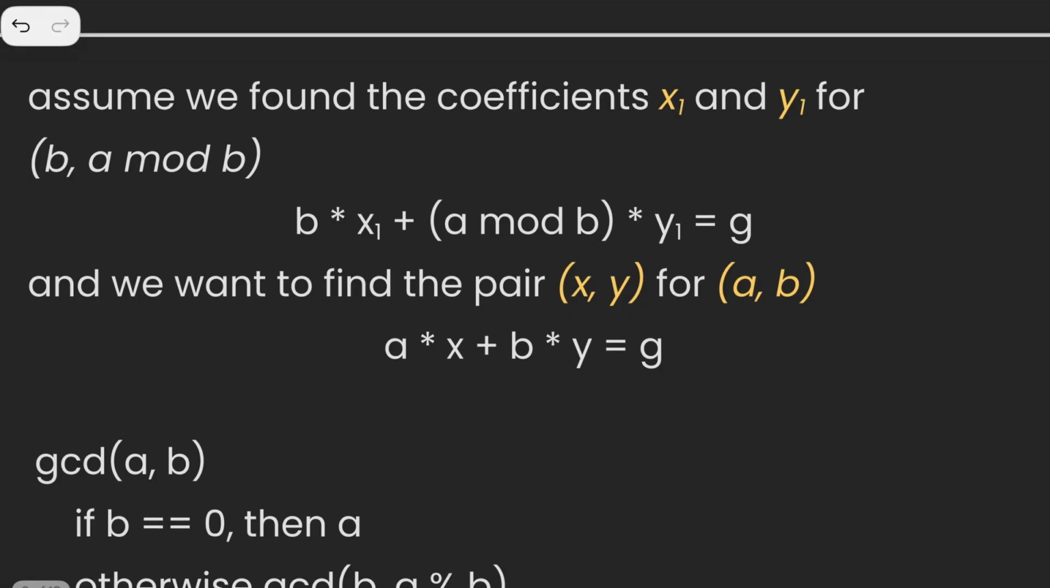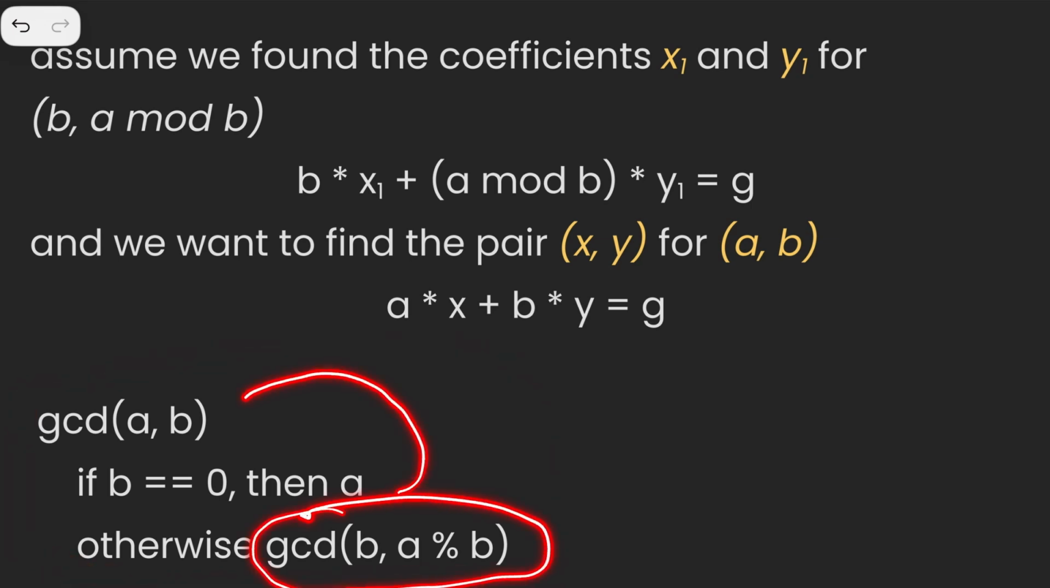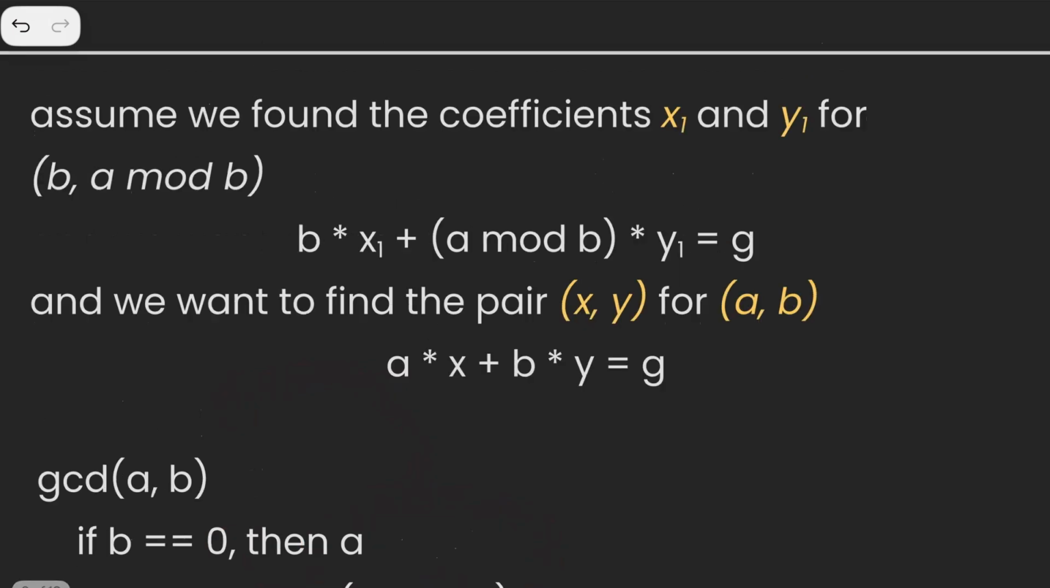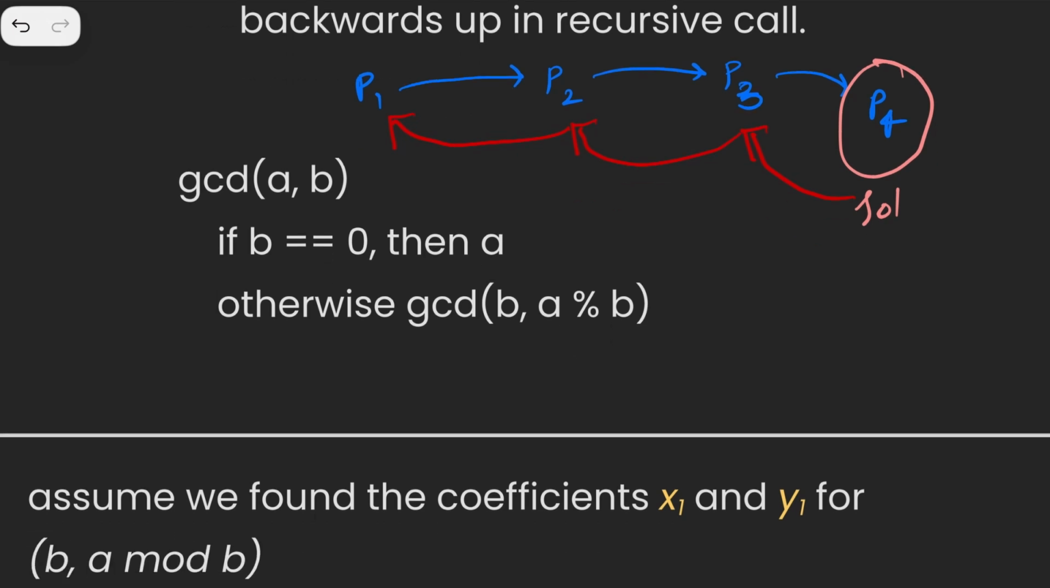So let's say we have found the coefficients x1 and y1 for b comma a mod b. Why are we taking b comma a mod b? See, I have written here the normal Euclidean algorithm, right? So let's say you have the solution for this. Now the question is, can you find the solution for a comma b? See, the technique that I just told you: at the last stage you have the solution, and you are going to compute the solution for all the previous stages. But to compute that solution, first you need to prove or you need to have a proper formula so that you can compute the solution backward in a recursive call.